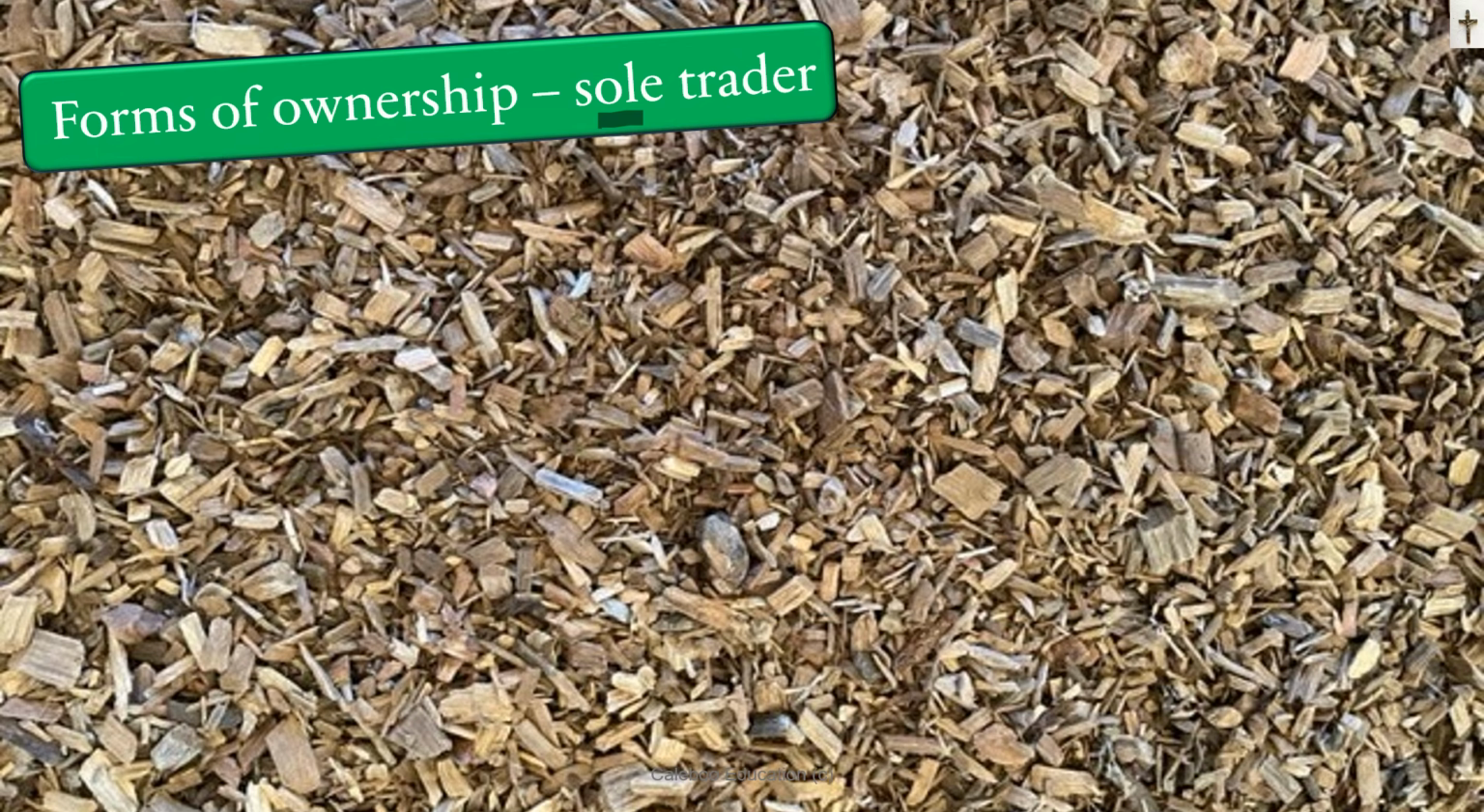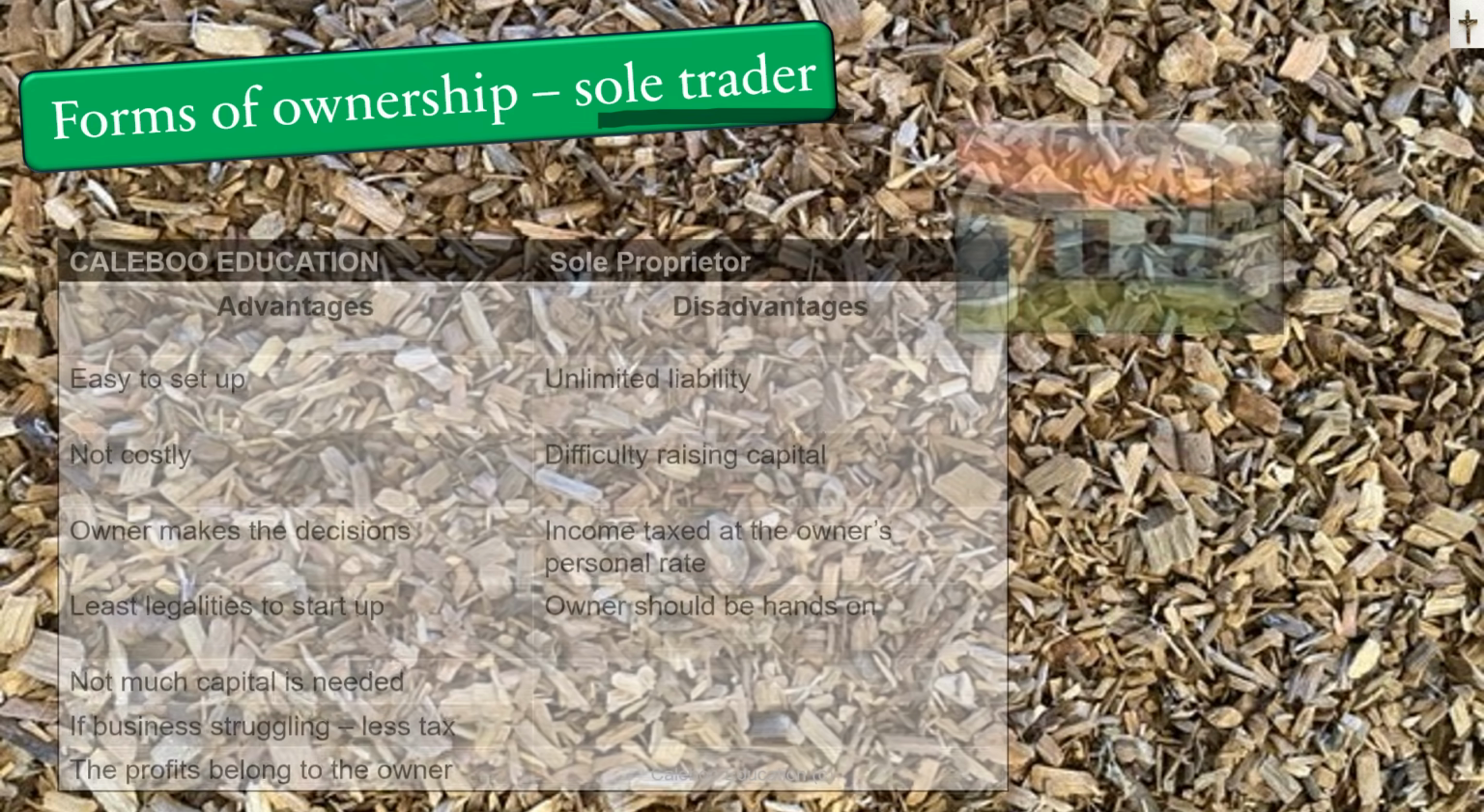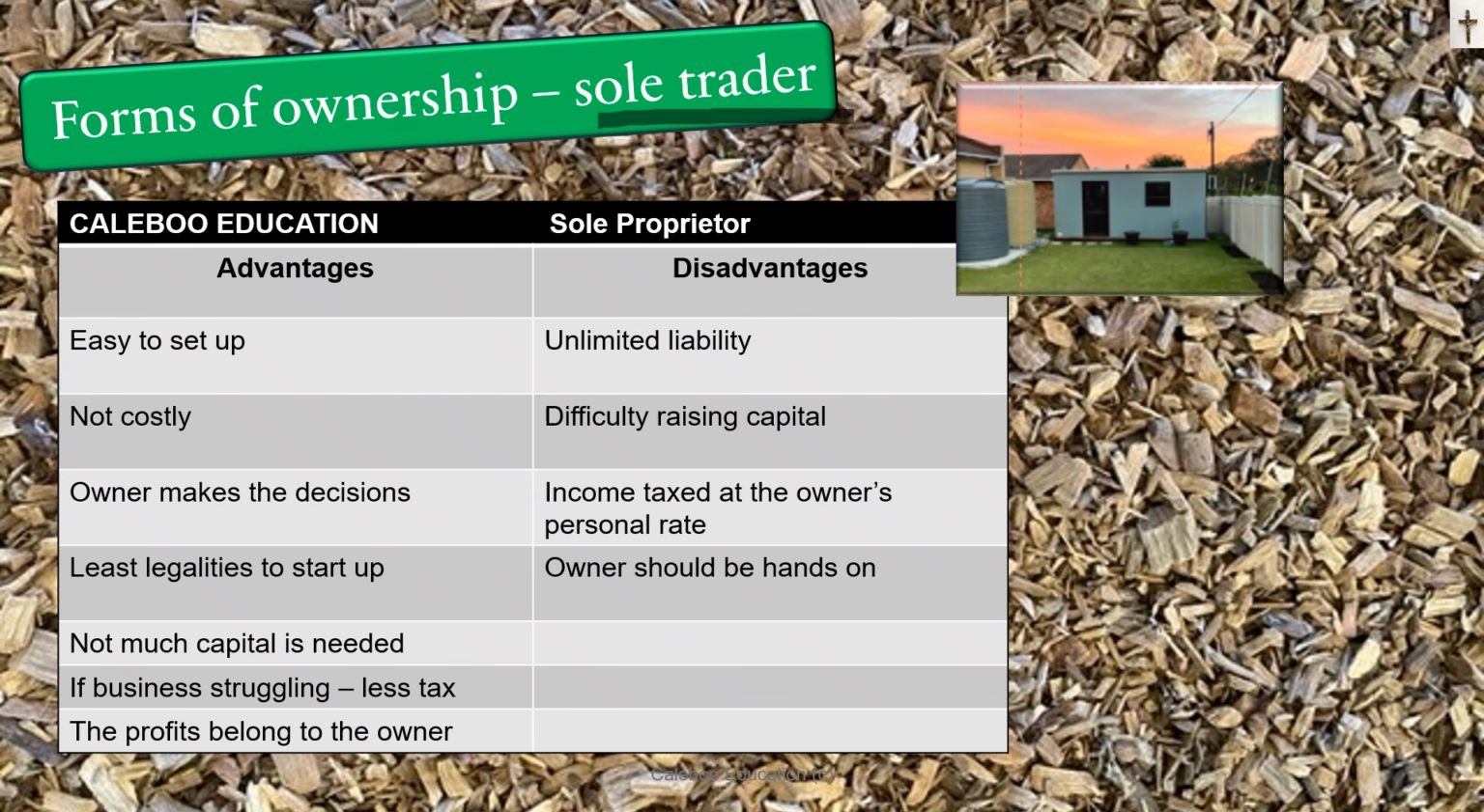Right, forms of ownership. This year we're going to focus on a sole trader. So you are the owner of the business of a sole trader. I'll look at some advantages and disadvantages of a sole trader. One owner, and you can have many people working for you, but there's one owner. So for example, Calibu Education, our case study, is a sole trader, a sole proprietorship.